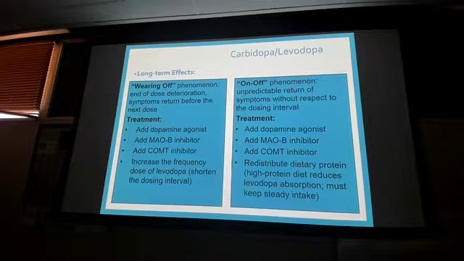So these are my options that I have, right? How can I fix that? If I am wearing off, my medication is not lasting for as long as it is supposed to, then I can say, cool, let me give you a dopamine agonist. Let me give you one of those MAO-B inhibitors. Let me give you a COMT inhibitor, so that hopefully your medication will last a little bit longer with the help of these agents added on.